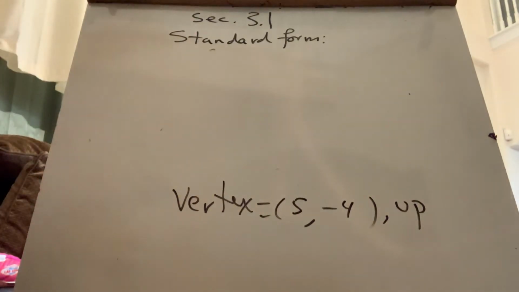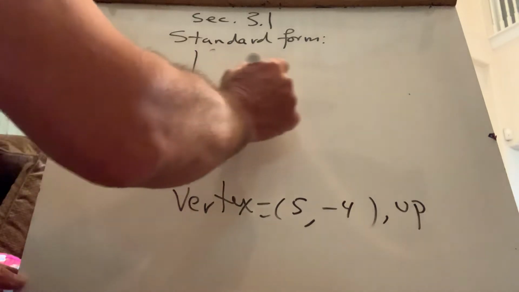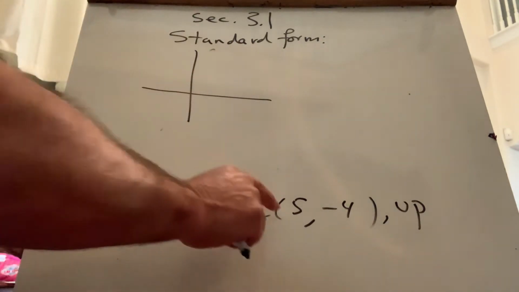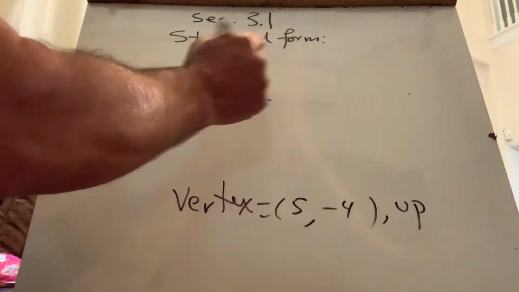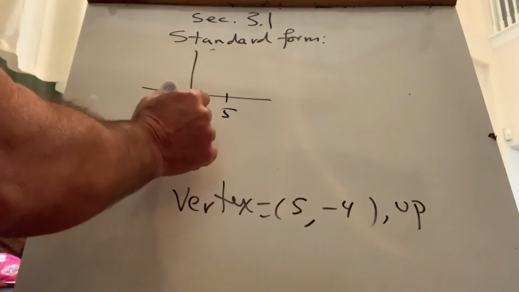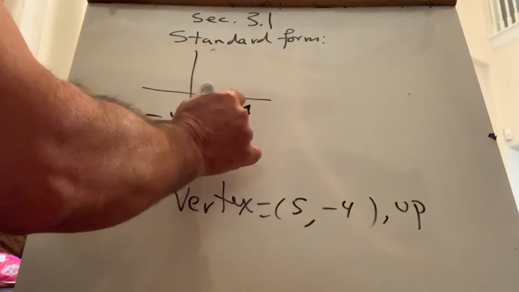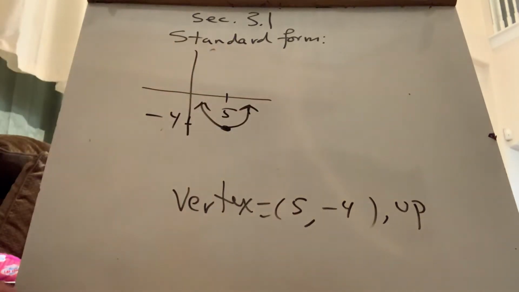So if you remember in class, I always told you to go ahead and graph it at this stage. The graph can help you with some of the other questions we have to answer. So 5, let's say here is 5. And then y is negative 4. Let's say here is negative 4. And your parabola is going to open up. So this is pretty much the graph of your function.